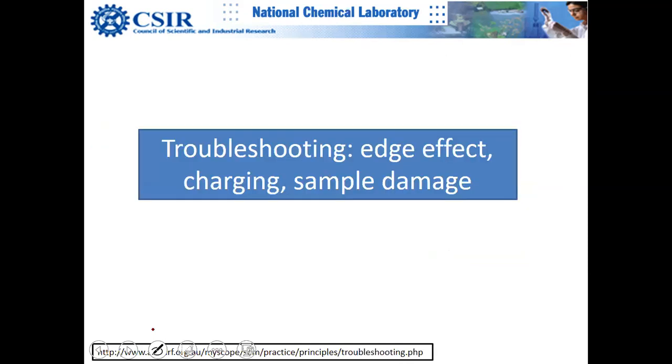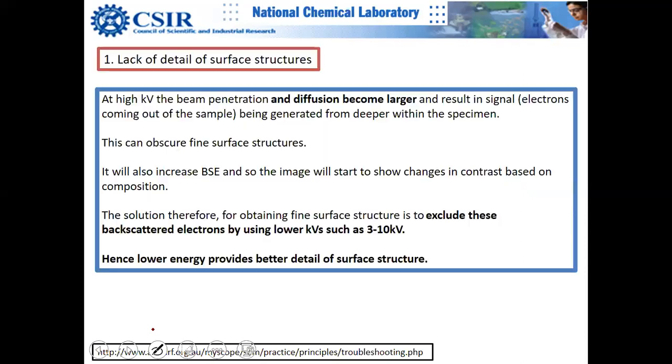Troubleshooting in SEM: troubleshooting is edge effect, charging, and sample damage. We have been discussing these problems, but here we'll have a systematic study. Problem number one: lack of detail of surface structure.